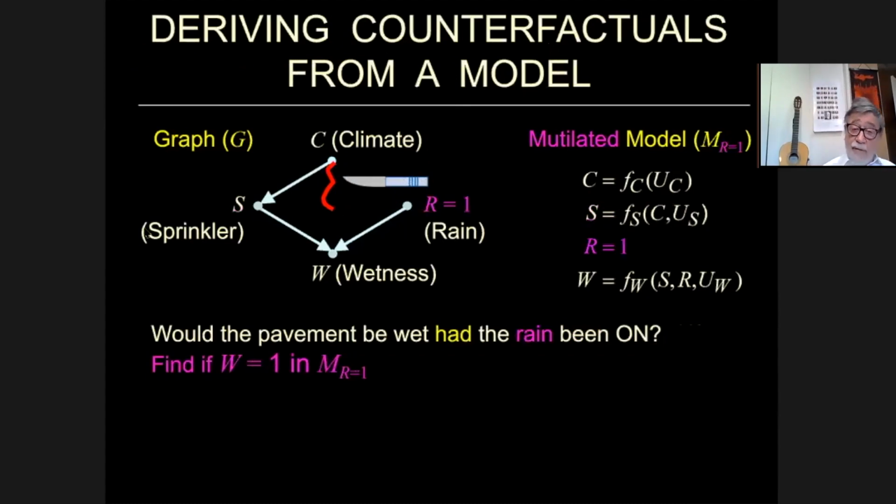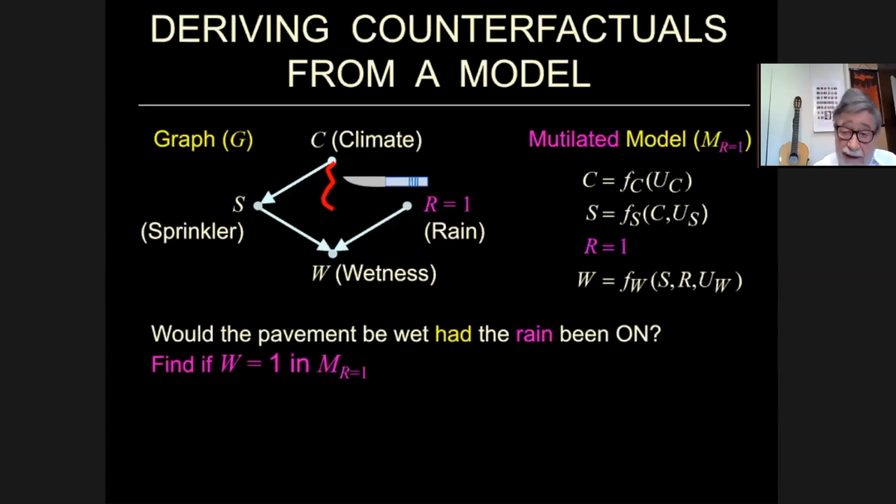Deriving counterfactuals from a model. I can do the same if I ask the question, would the pavement be wet had the rain been on? Currently, we see the rain is off. And now we imagine that some hidden world turns the rain on. Would the pavement be wet? The answer is the same. Just find if W is 1 in the mutilated model where the variable R received the value 1. Good.